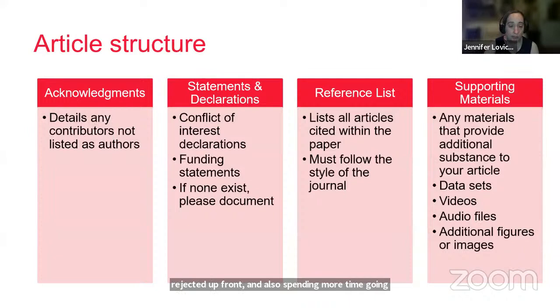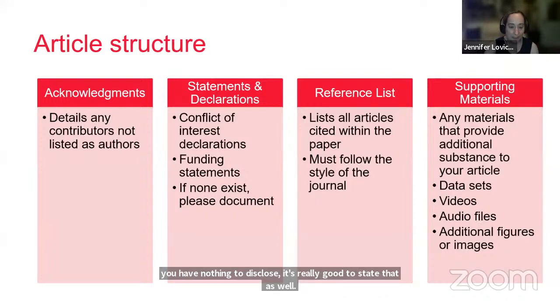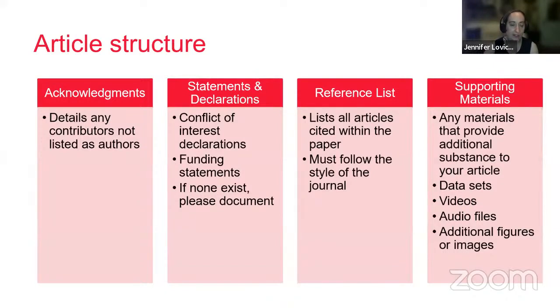It's also really important to state if you have any conflicts of interest or funding up front. If you have nothing to disclose, it's really good to state that as well. The same is true for ethics approval and consent statements. If you didn't have a study that required approval or patient or participant consent, go ahead and state you didn't need it and why. In the medical fields, there are some additional requirements, so it's always good to check journal manuscript submission guidelines when preparing your manuscript.